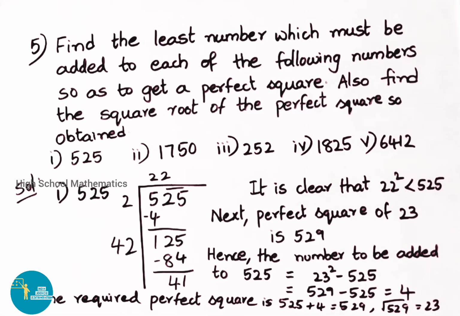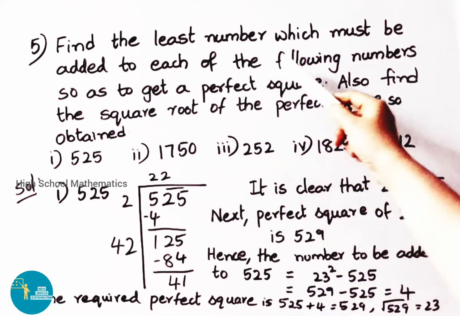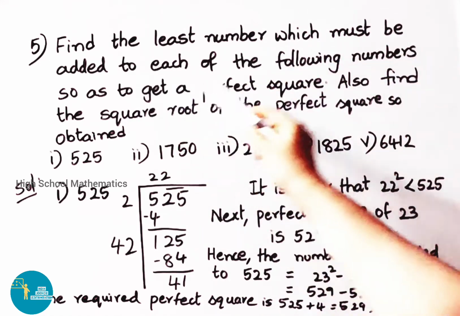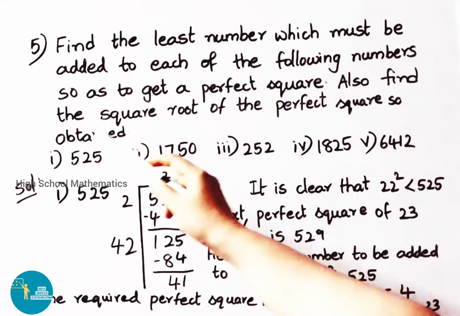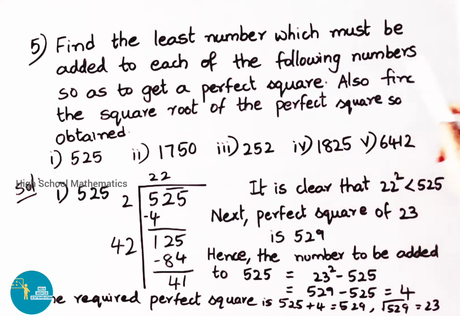See now question number 5. Find the least number which must be added to each of the following numbers so as to get a perfect square. Also find the square root of the perfect square so obtained. See the first sum here, 525. Let us find square root for this number.